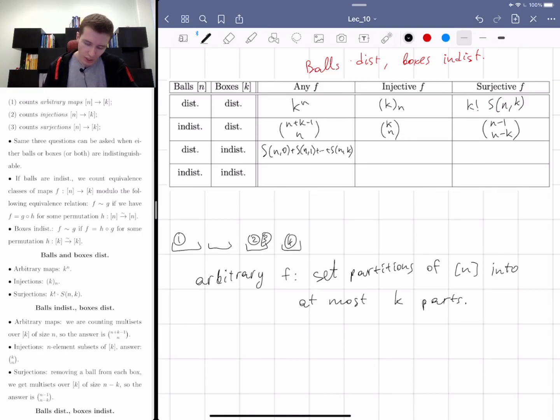So now what about injective f? You're allowed to put at most one ball into each box, and the boxes are indistinguishable. So that case is kind of stupid, right?